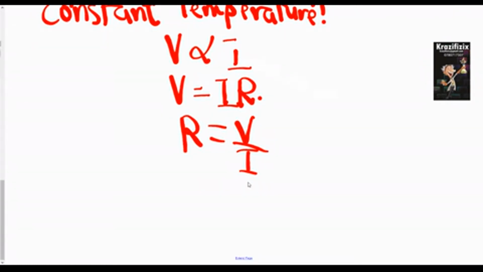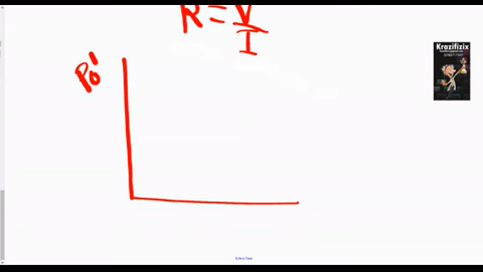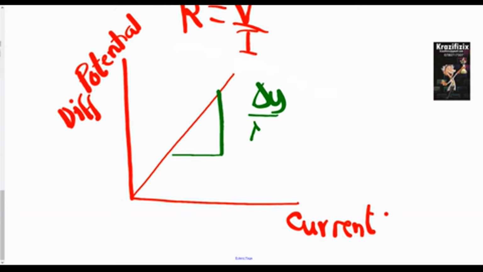Now, if I want to draw a graph, because they are directly proportional, we could have a graph of potential difference against current. Since they are directly proportional, it must give us a straight line graph. The gradient of a straight line graph, change in y over change in x, would simply be V over I. So that gives us the resistance. The resistance becomes the gradient or slope of this type of graph.